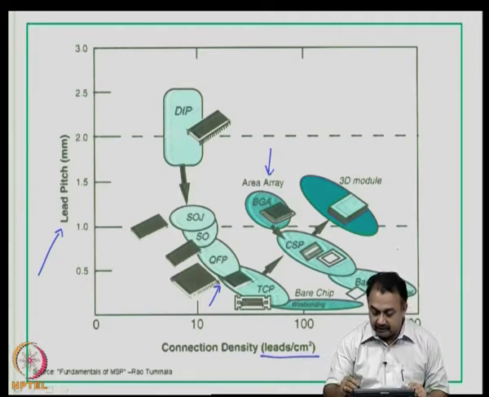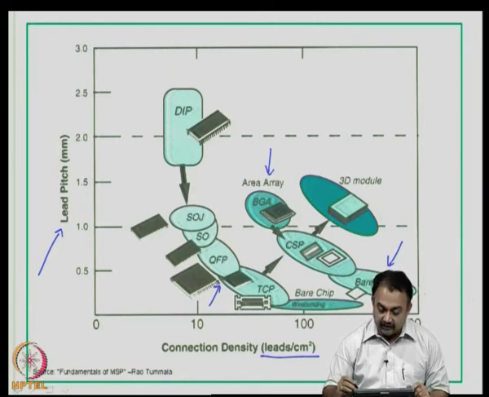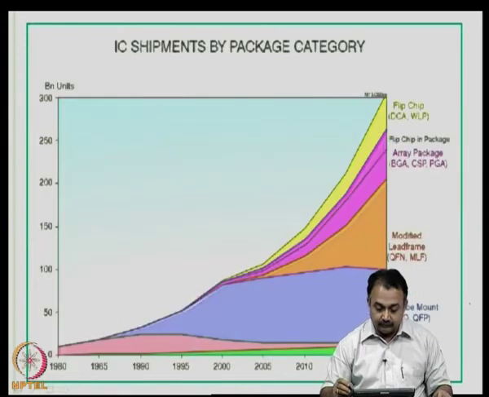And when you use a bare chip or a 3D module, you can expect a multifold increase in the connection density. The best example is a CSP, which will have a better connection density compared to even an area array package or a QFP package.